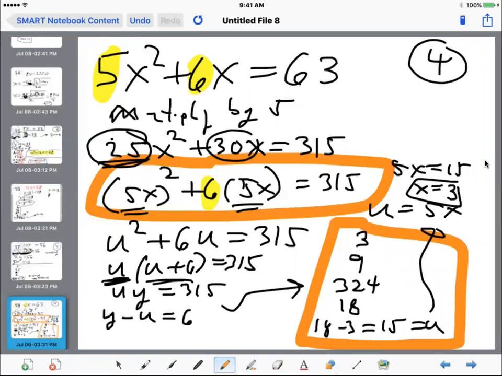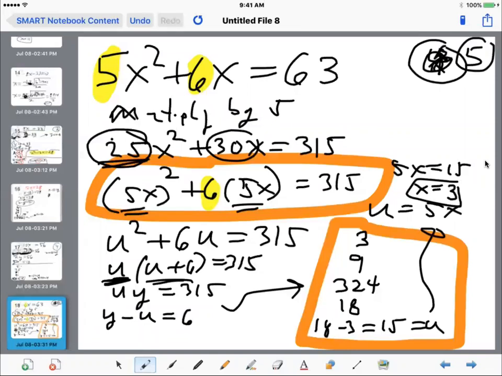Why does that say 4? That should say 5, because this should be the 5th type of question. We did sum and product, difference and product, x squared plus something x equals something, x squared minus something x equals something, and then finally this one.